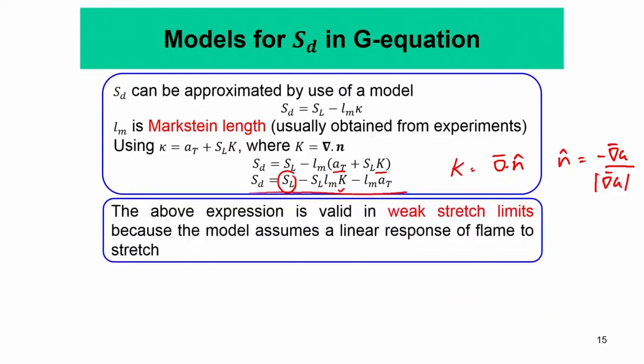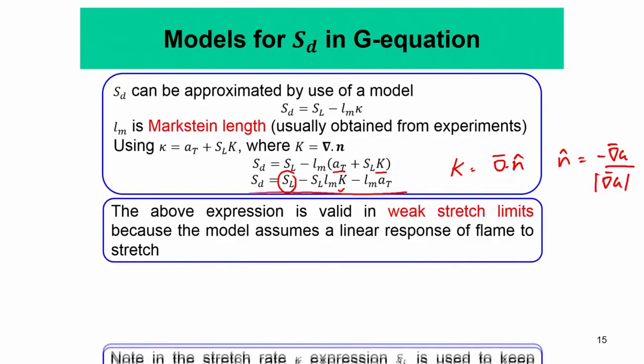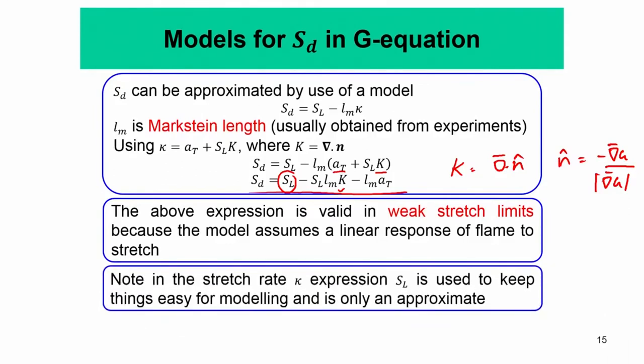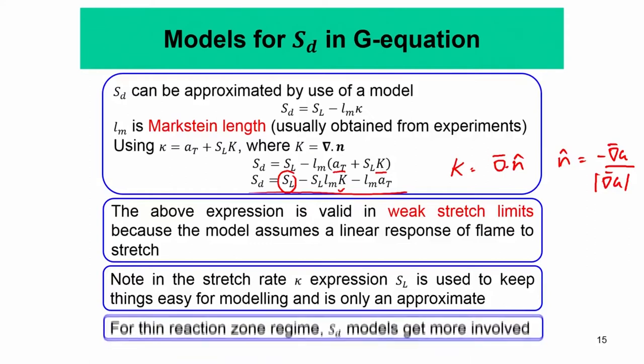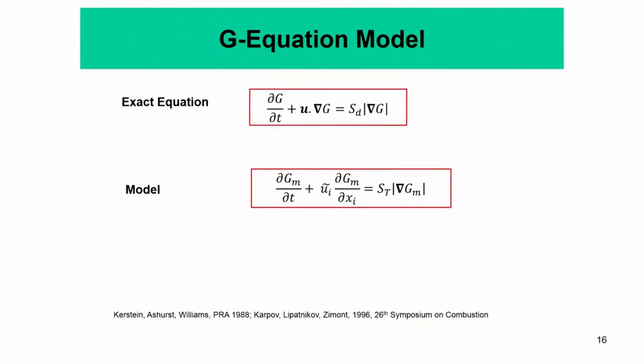Now, of course, another thing is that this is valid in the weak stretch limits. We can use that with certain constraints as long as the stretching rate is not too high. So this works well in the corrugated flamelet regimes where the turbulence is not too strong, but people have done some extrapolations into the thin reaction zone regime also. Okay. So of course, as you see, the SD models get involved in the thin reaction zone regime or the reaction sheet regime. Now, how do you use this for turbulence?